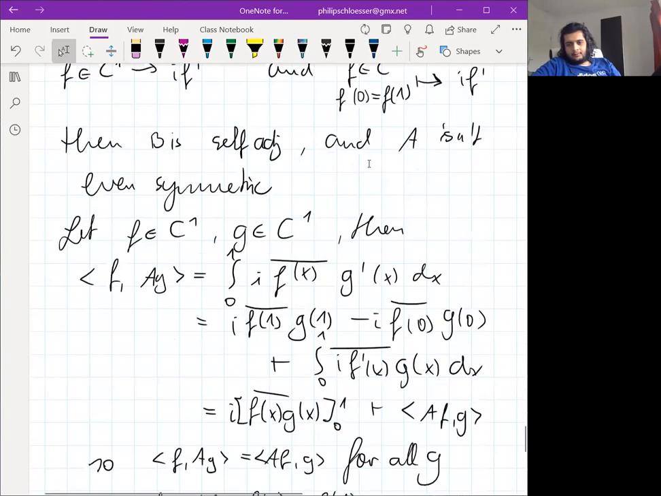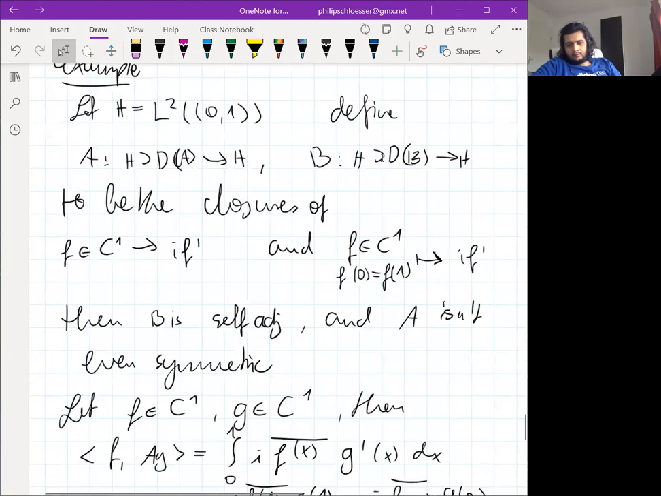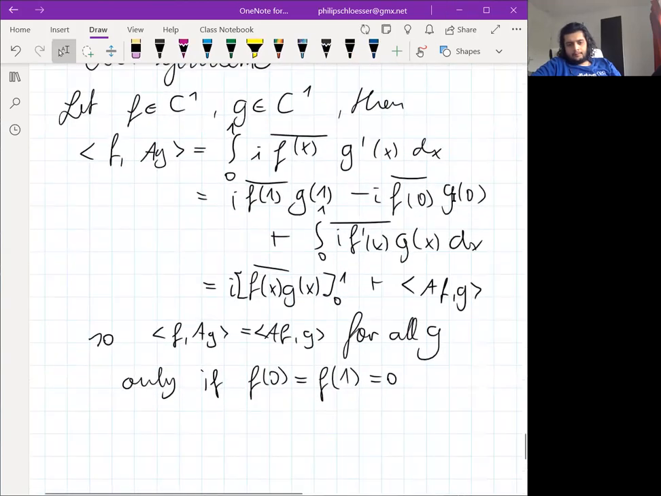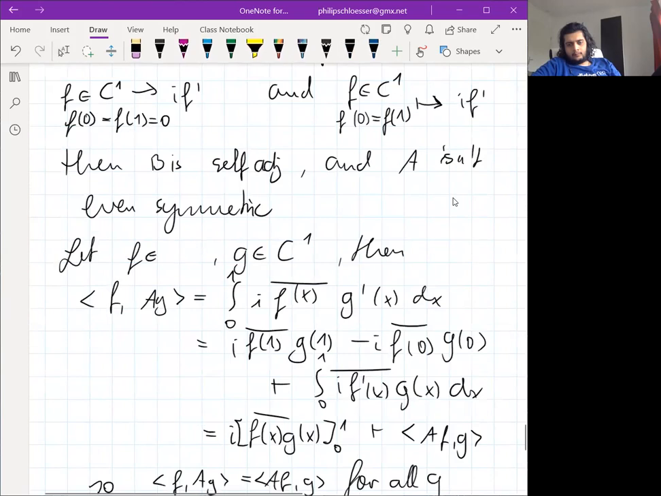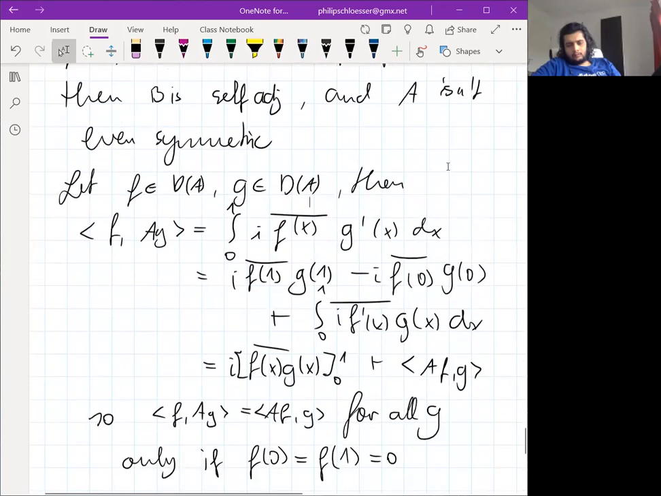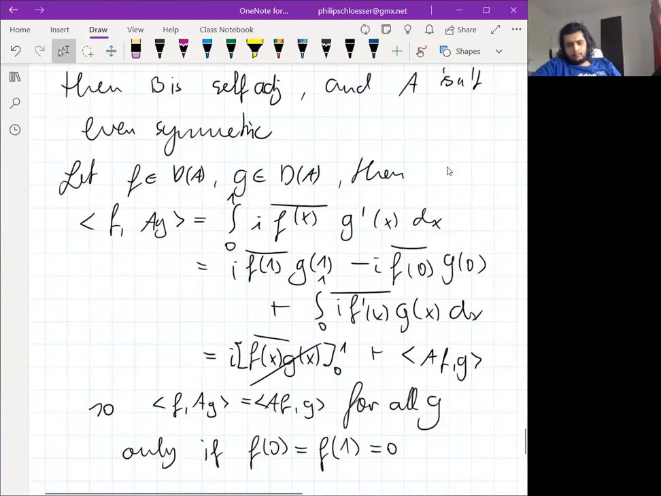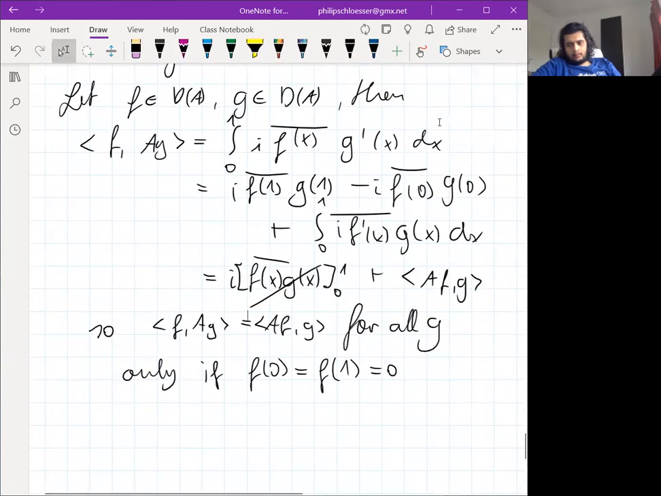You can do a slightly different one. You can take sort of the opposite. You can take your boundary conditions to be too strict. You can say f of 0 is equal to f of 1 is equal to 0. Then, if you take those both in the domain of A, then this boundary term just drops out, always. So this holds for all G. So our operator is symmetric.